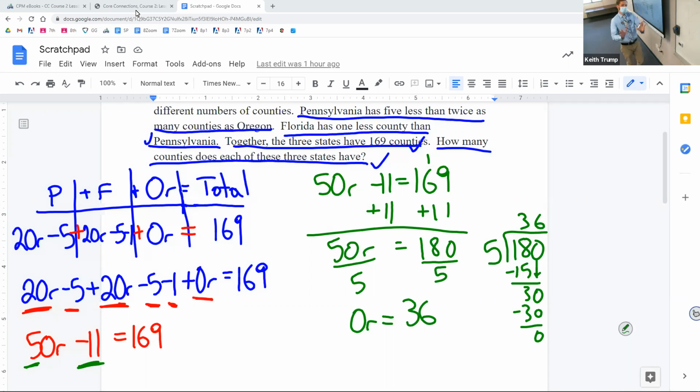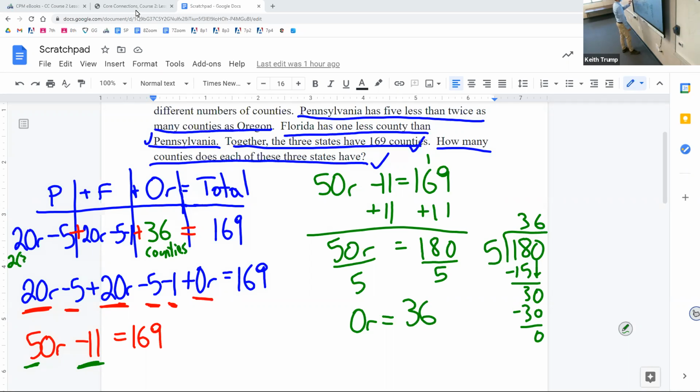So we are not done with the problem, right? We know that Oregon has 36 counties, so Oregon now has 36 counties. But we also need to plug in the Oregon value to figure out Pennsylvania's counties and Florida's counties. So let's plug in 36 times 2.